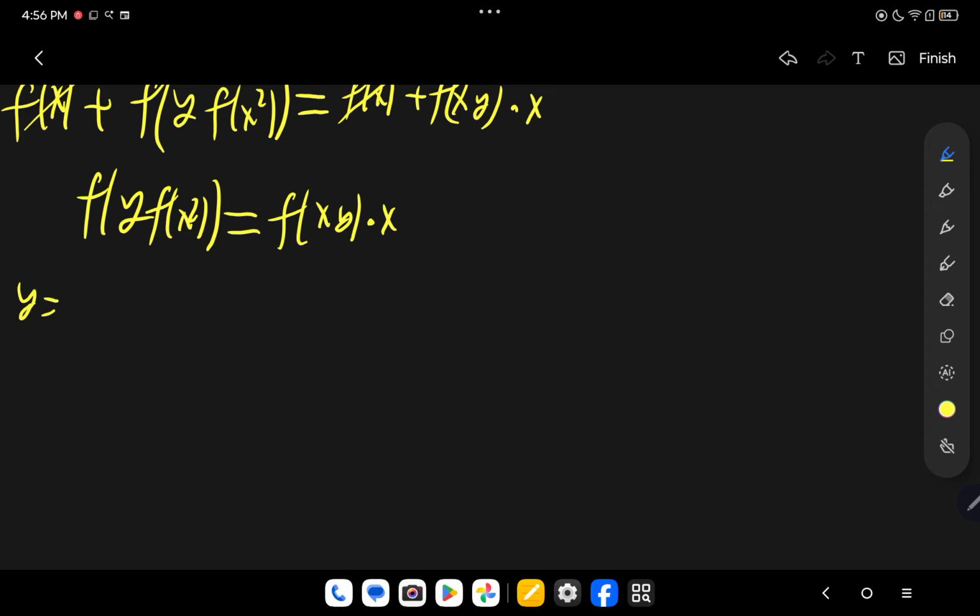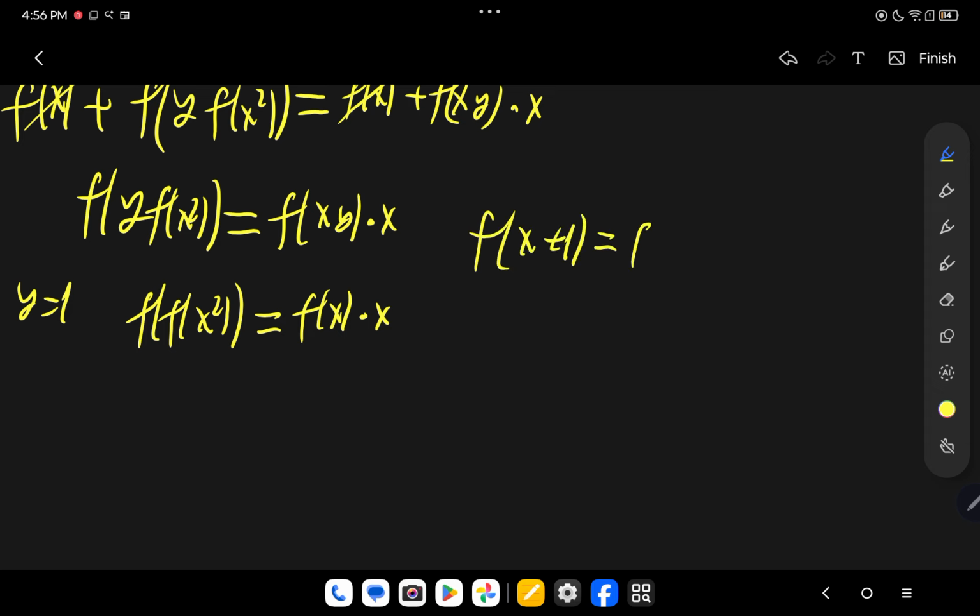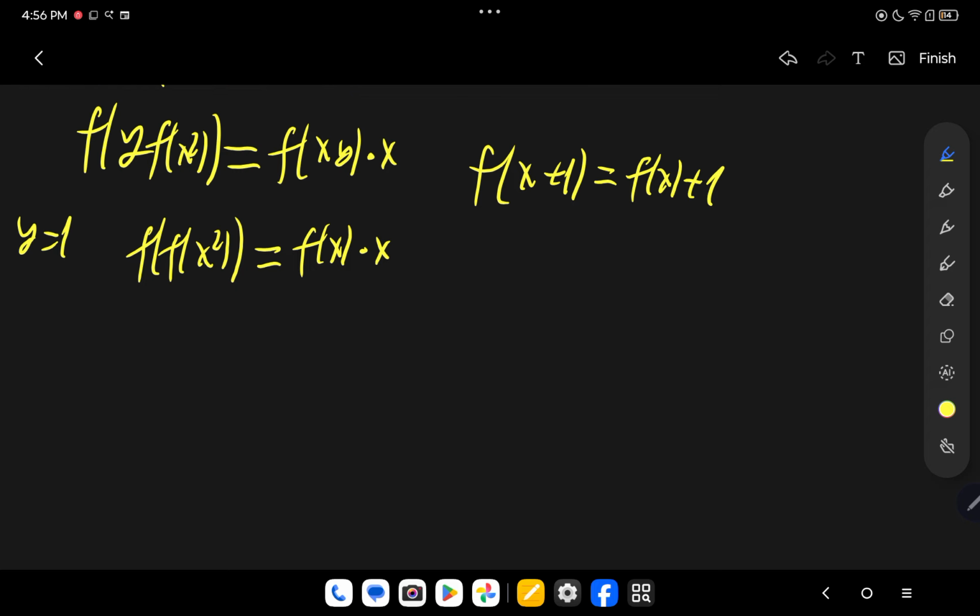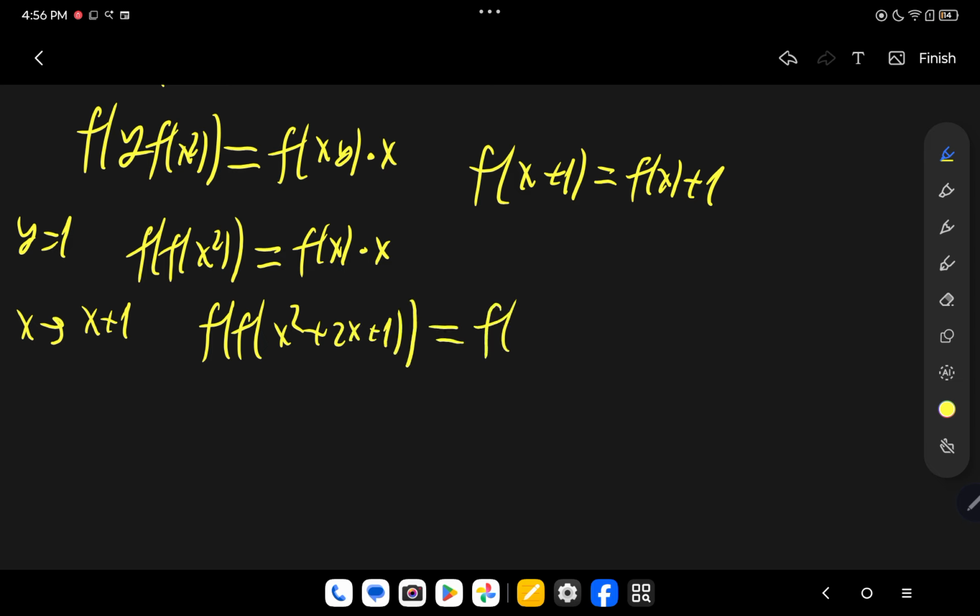So put y equal to 1, and we will get that f(x) squared is equal to f(x) times x. And also we know that f(x plus 1) is equal to f(x) plus 1. And let's replace x with x plus 1, and we will get f(x plus 1) squared, which is f(x) squared plus 2x plus 1, is equal to f(x plus 1) times x plus 1.